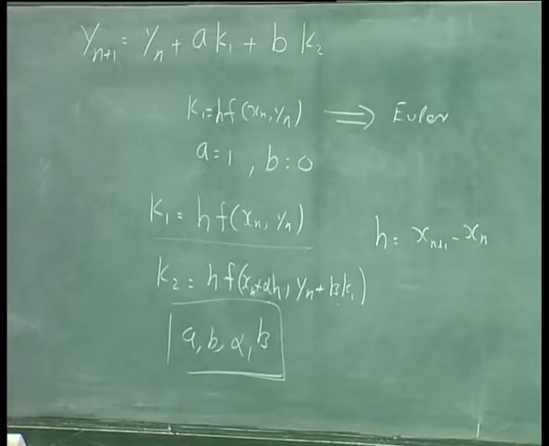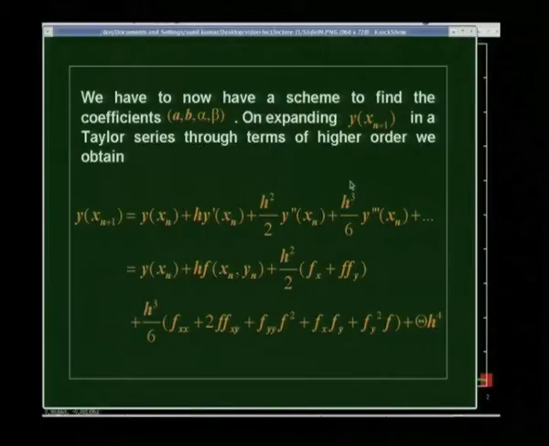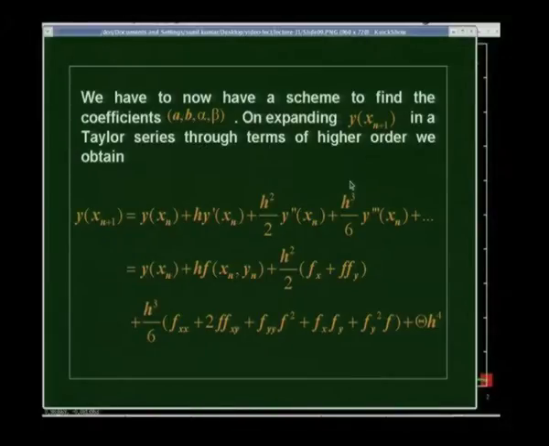We have to find out. Okay, how do we determine a, b, alpha, and beta? So what we do is we Taylor expand the function y at x_{n+1}. That is what we call y_{n+1}. Okay, we will Taylor expand that function. Okay, so we will do that here.